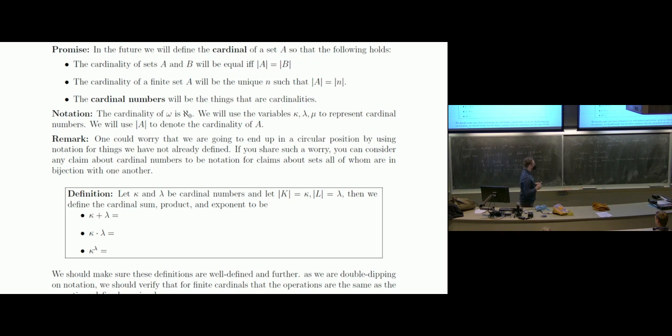And the variables that are used for cardinals are usually kappa, lambda, and mu. So like Greek letters from like the middle of the alphabet. Okay, so here's an example of me using that notation.